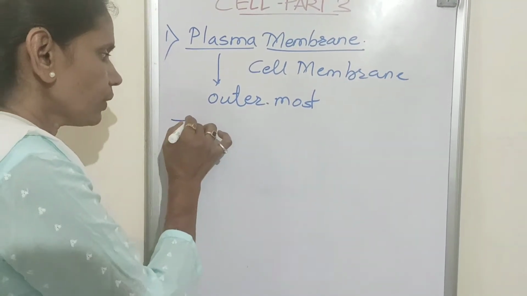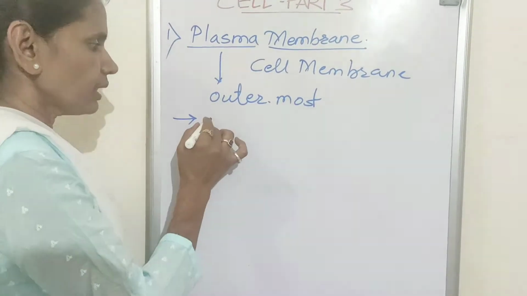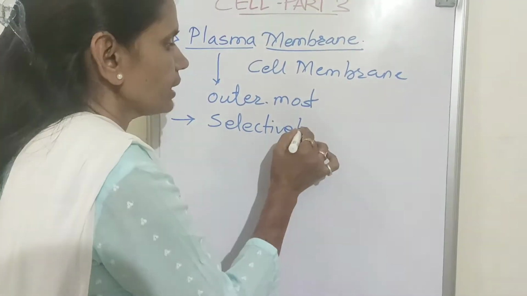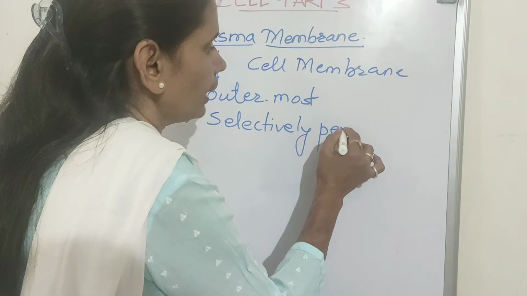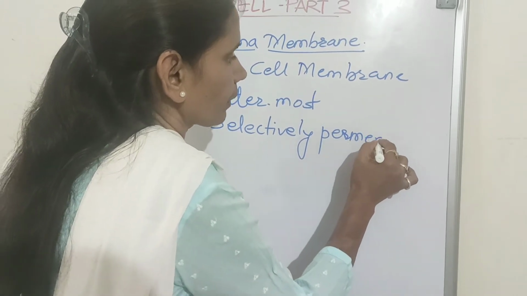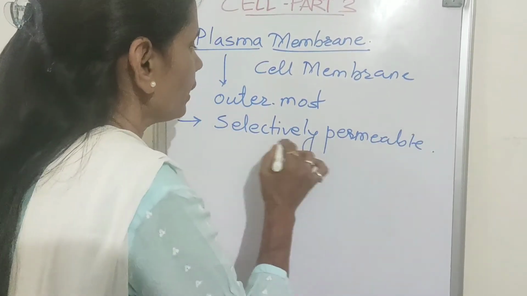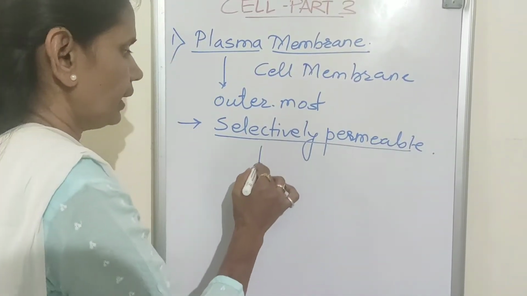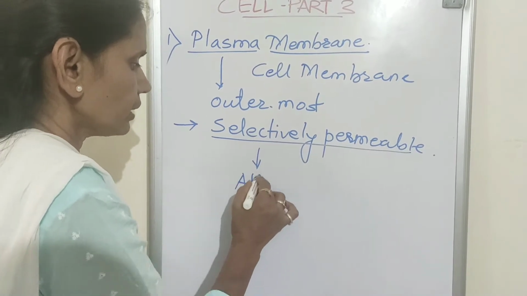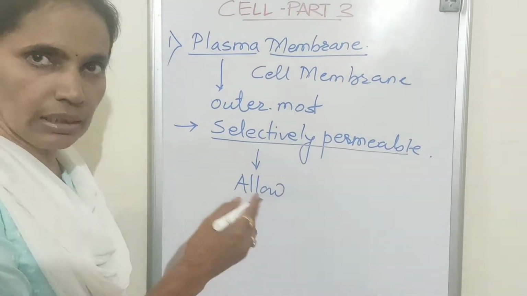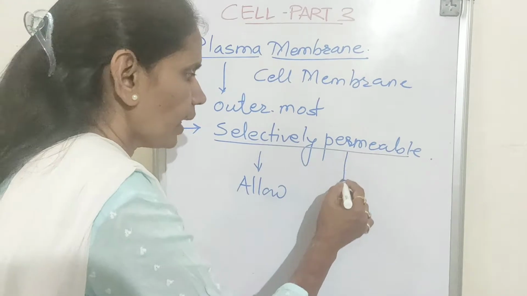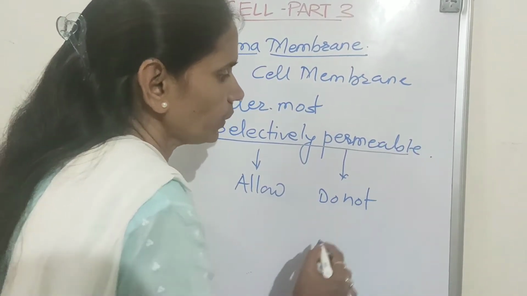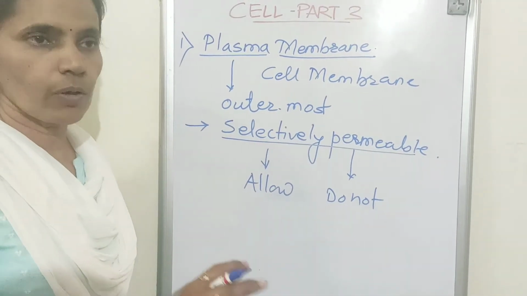The major feature of the plasma membrane is that it is a selectively permeable membrane. Now what is meant by a selectively permeable membrane? It is a membrane which has selective permeability. It allows certain substances to enter the cell or go out of the cell, while it does not allow the entry or movement of certain other substances.